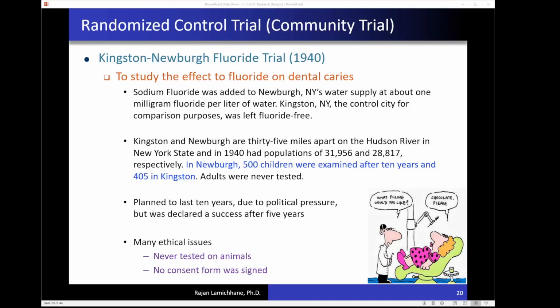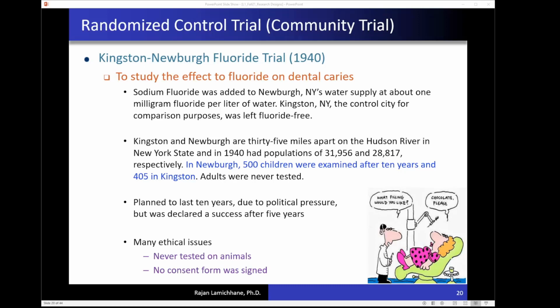Community level randomized clinical trial is not very recommended nowadays due to several ethical issues, and it is also hard to conduct a community level trial for a long time. In a community level clinical trial, an entire community is randomly selected, and then very similar communities are randomly selected, and then the treatment is applied. And here is one of the famous examples of a community trial, and this study paved the way to use sodium fluoride for dental hygiene.